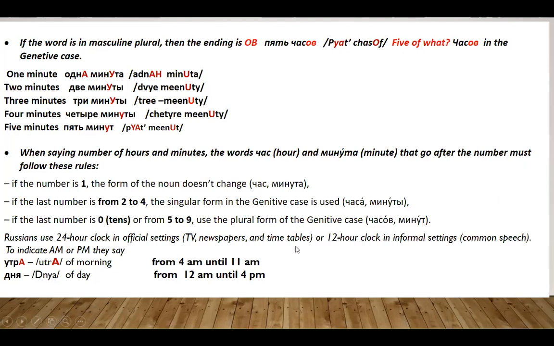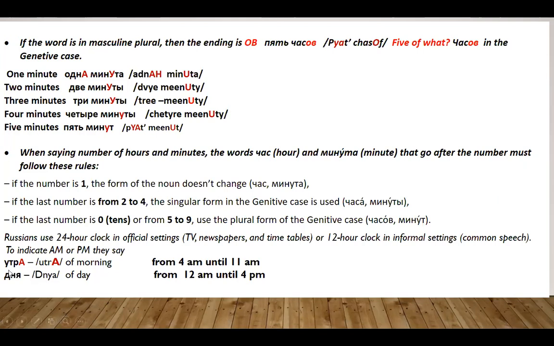So Russians use 24-hour clock, or as you say, military clock, in official settings. For example, on TV and newspapers, timetables for transportation. And they use 12-hour clock in informal settings, like in common speech. So in a way, they use PM or AM. To indicate whether it's AM or PM, they say of the day, of morning, of day, of evening, of night. And from the context, you understand what they're talking about.